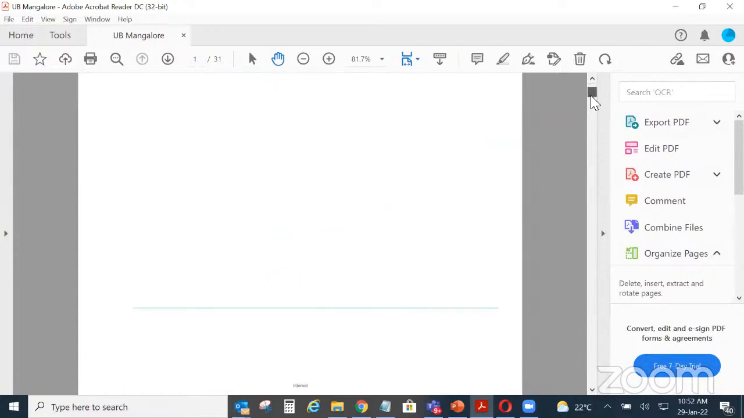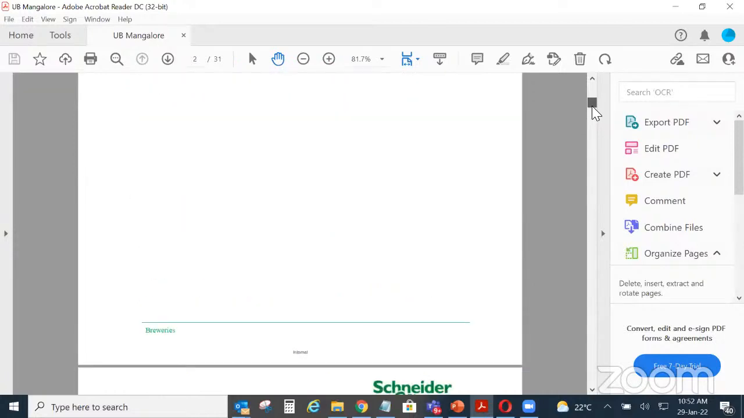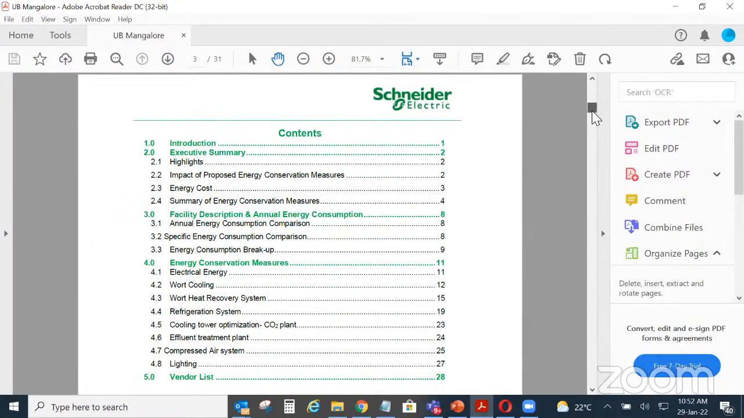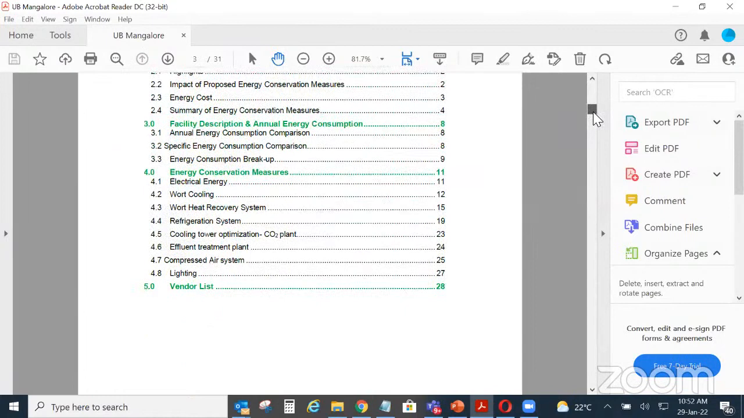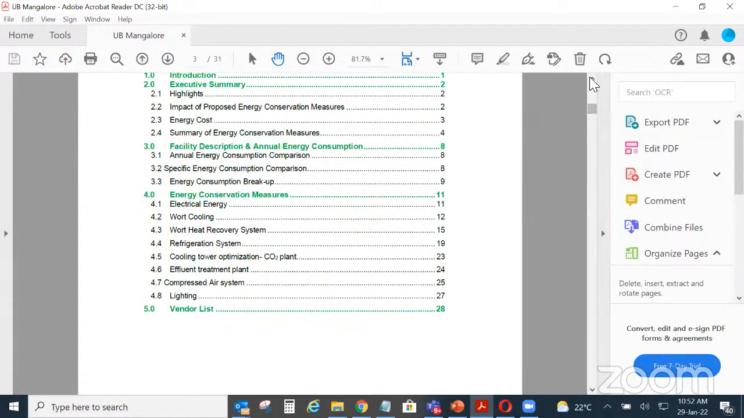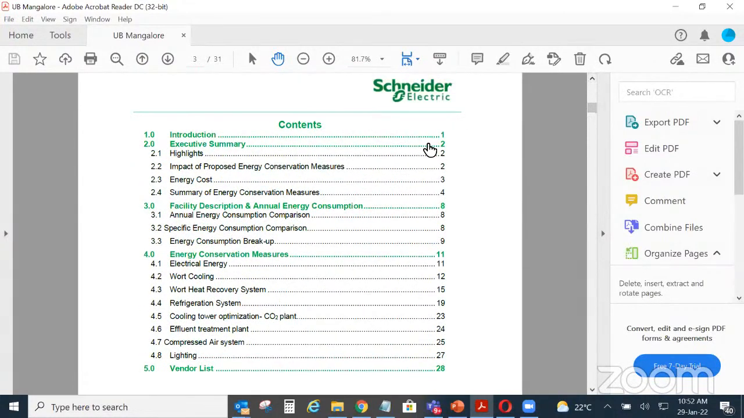This is a beverages industry. These are the contents that should be available in the report. For example, here you can see there will be an introduction and summary. Then the highlights of this particular facility. What are the proposed energy conservation measures, meaning what are the ideas you observed as a part of the audit, we should capture here.